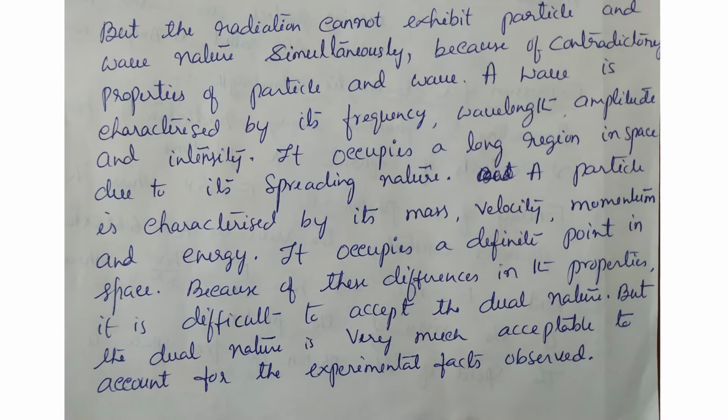space. Because of these differences in the properties of the radiation and the particle, it is very difficult to accept the dual nature for a radiation. How can a radiation have both these properties, even though the properties of the particle and the wave are entirely different? However, in order to explain the experimentally observed facts, the dual nature must be considered for the radiation, so it is accepted.